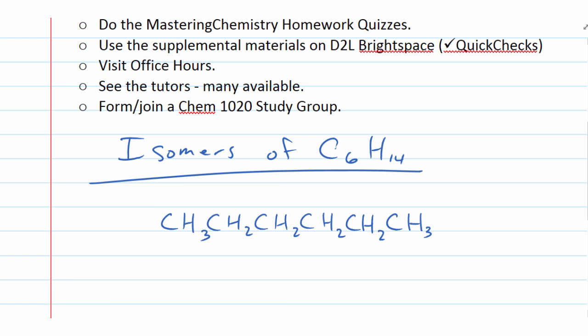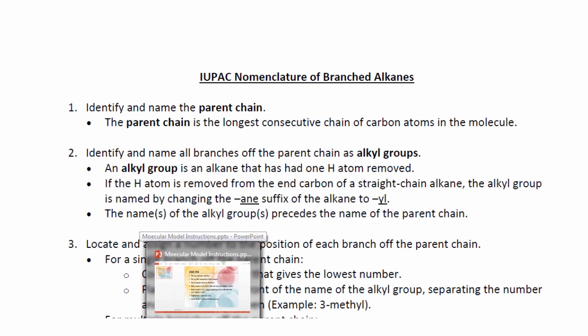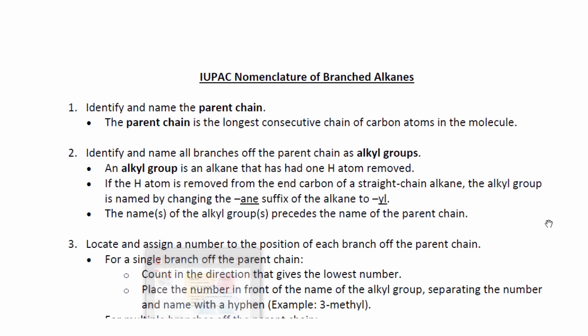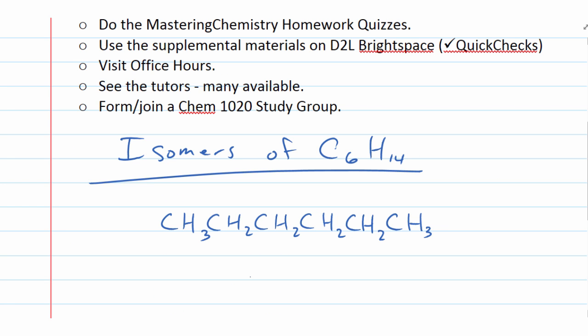Then when it comes to naming it, we're going to identify and name the parent chain, and the parent chain is the longest consecutive chain of carbon atoms in the molecule. If you're going to do it, what I'd suggest is just take your finger and trace along. I'm going to use my highlighter here. We'll highlight through here. How many carbon atoms do we have in a row? 6. Very simple. So 6 in a row in this case.